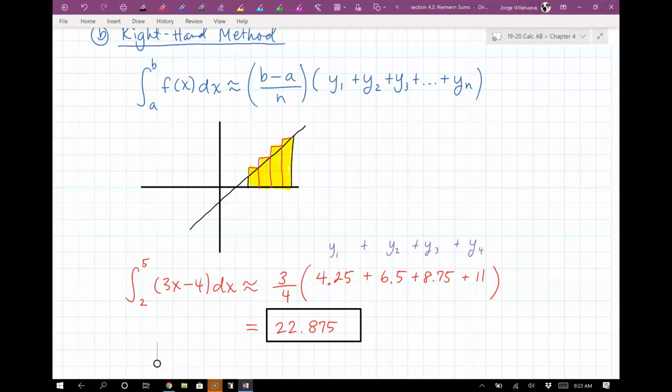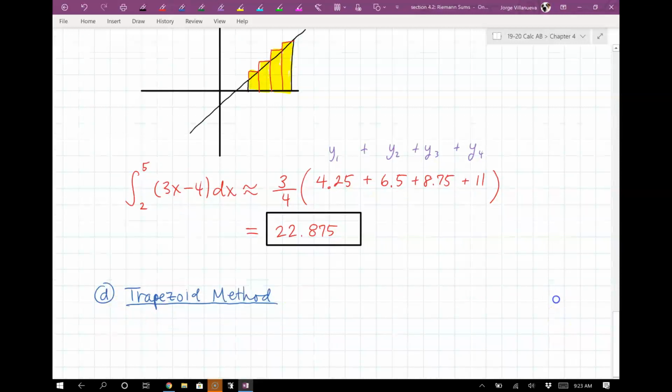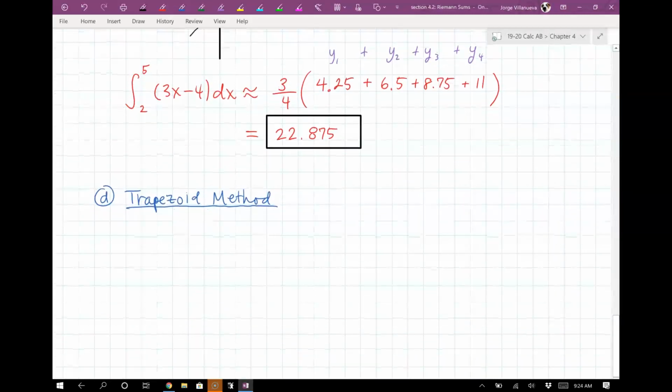All right, now we're going to jump to D. Are we okay with this one? So let's jump over to D. Trapezoid. Now, the trapezoid method has a different formula.